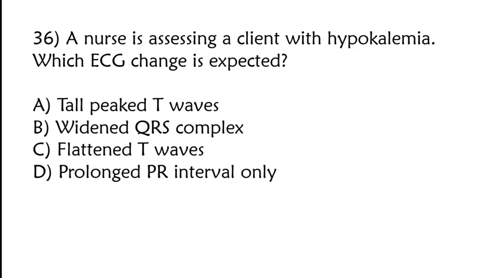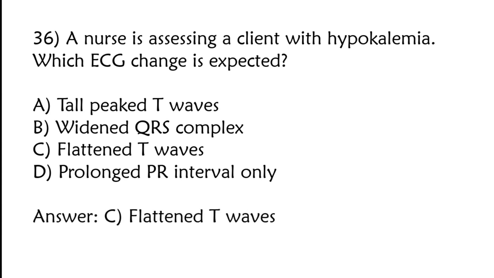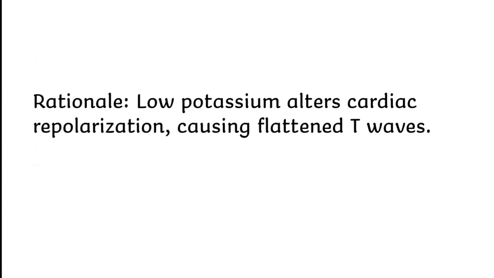A nurse is assessing a client with hypokalemia. Which ECG change is expected? Correct answer is C. Flattened T waves. Rationale: low potassium alters cardiac repolarization, causing flattened T waves.